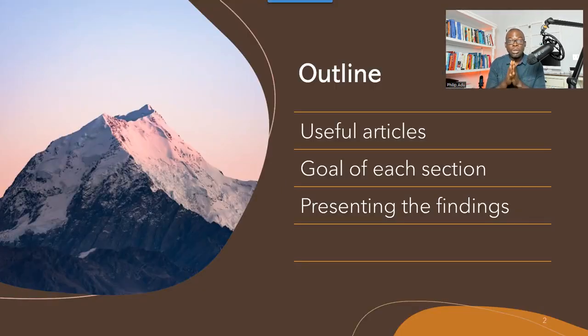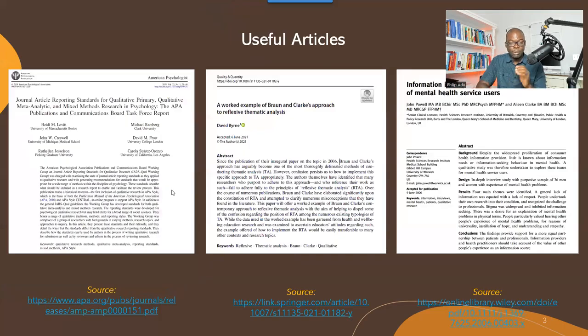I'm going to show you three articles that will help you to write your findings. I'm going to also show you the sections that are needed when you are writing your findings. Lastly, I'm going to show you things that you have to think about as you are writing your findings. So these are the three things that we're going to talk about. First, let's go to the articles.